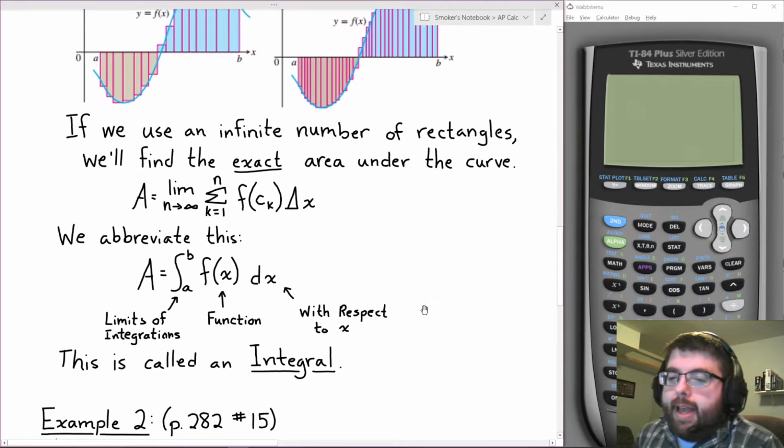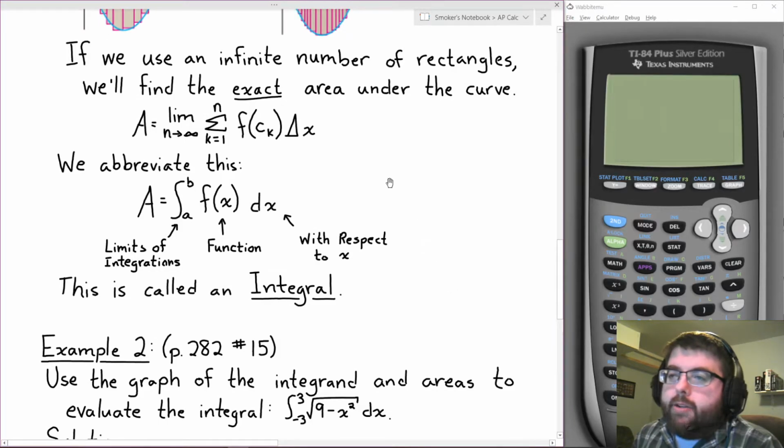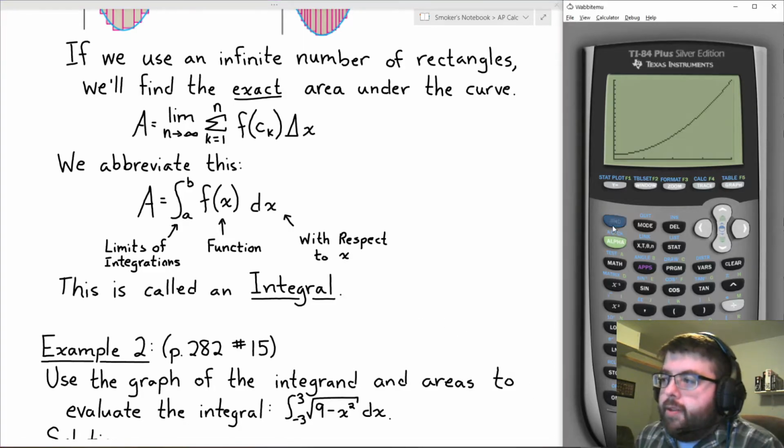So let's do an example. Example 2 from the book here. And to start, we're going to do integration, but we're just going to take the integral of geometric figures. So you're just doing the area under the curve using geometry, essentially. So let me clear this out from what we had in here before.